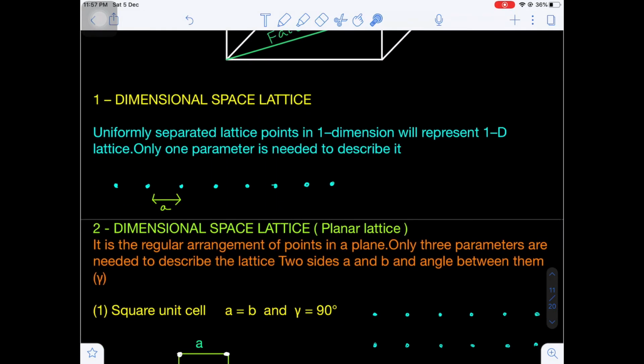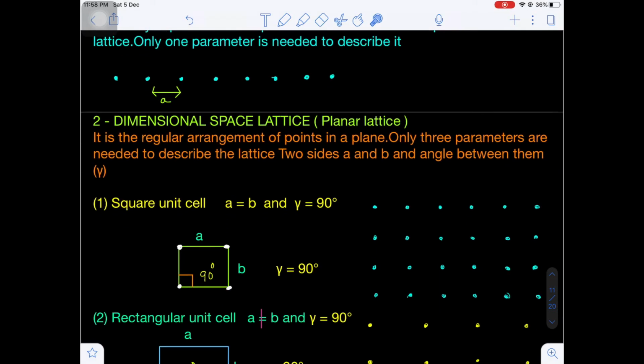Now, how to arrange the lattice points? There are different types of arrangement of the lattice points. Number 1, the one-dimensional space lattice. In a one-dimensional space lattice, the constituent particles are arranged only in a linear fashion, in a straight line. To describe such a representation, we require only one parameter, the distance between the constituent particles. So this is not very important.